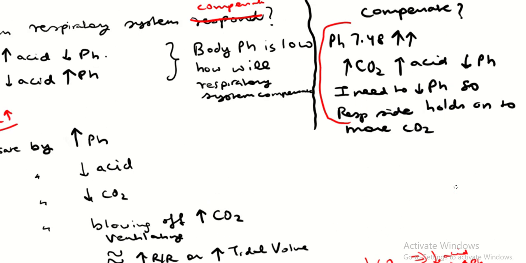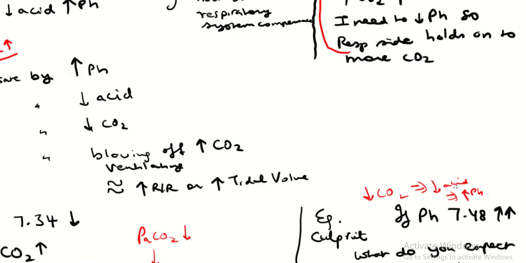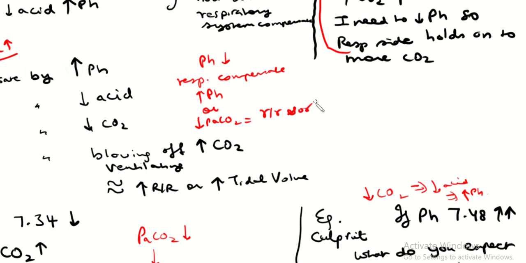The other way questions come up is, let's say your pH is low. How would the respiratory side compensate? It would compensate by increasing the pH, or decreasing the PaCO2, by managing the respiratory rate and/or the tidal volume.